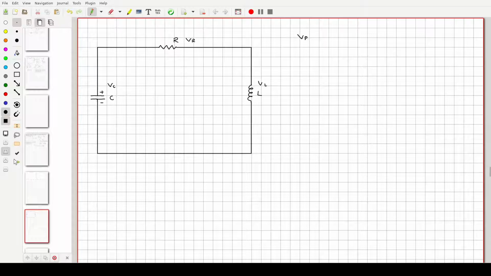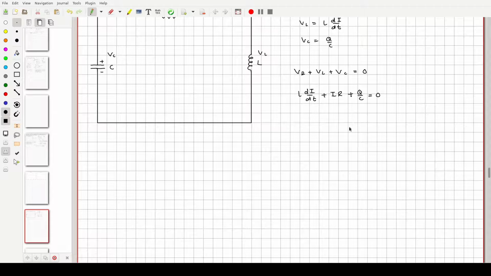So across the resistor, well, that's just given to us by Ohm's law. Across the inductor, that's L times di dt. Across the capacitor, that's just Q over C. So, just like any Kirchhoff's loop type thing, here VR plus VL plus VC is going to equal 0. So if I plug these things in, what I have is L di dt plus I times R plus Q over C is equal to 0.